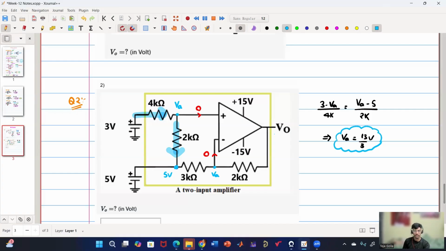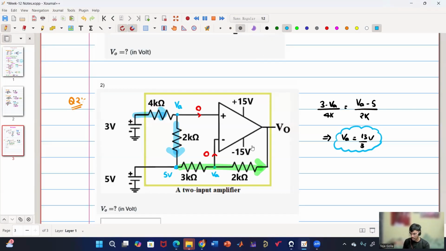Anyone? How can we solve for V naught? (VA minus V0) by 2. Okay, that will give me the current, right? But how can I solve for V naught? How will I know the current through 2 kilo? KCL. Yes, Nandini, you are right. We'll apply KCL again. This current is the same, right? The current through the 3 kilo ohm is the same as the current through the 2 kilo ohm.